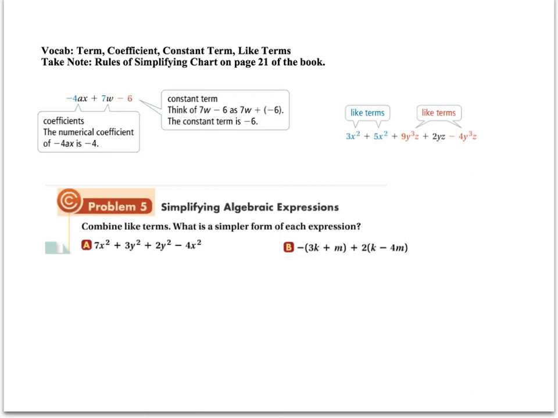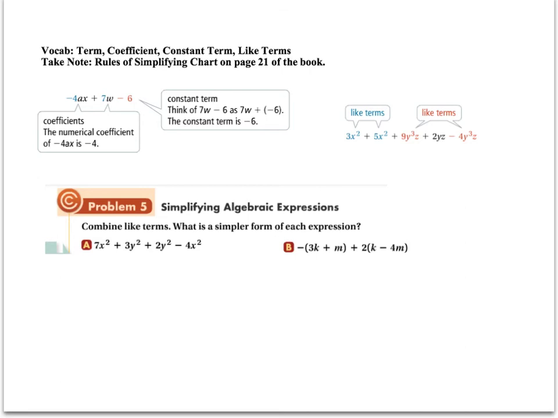So as far as these new vocab words go, the word term. A term is just a number or a variable or the product of both of those. So a term could be a number, like 10, or it could be a variable, like y, or it could be the product of both of them, 10y. A coefficient, the number in front of the variable. A constant term is just a regular old number without a variable. Like any number you'd want to pick, negative 47 or 86.